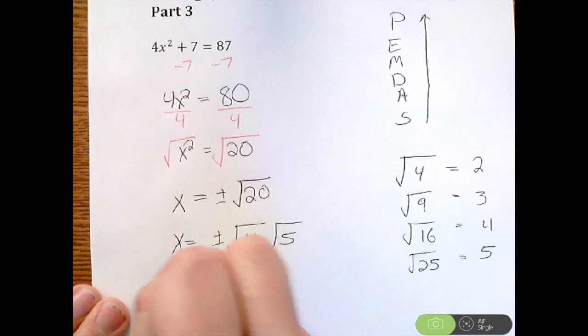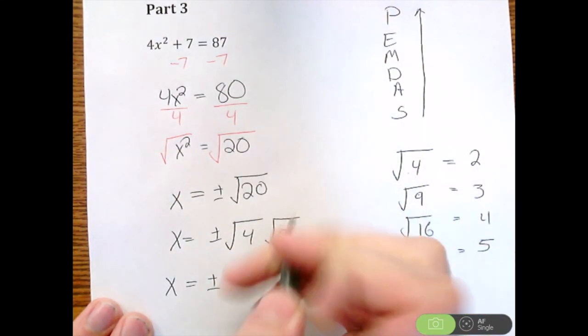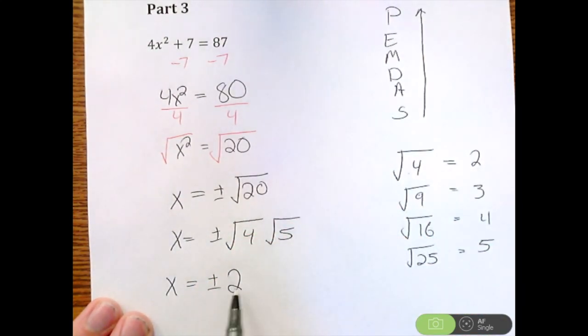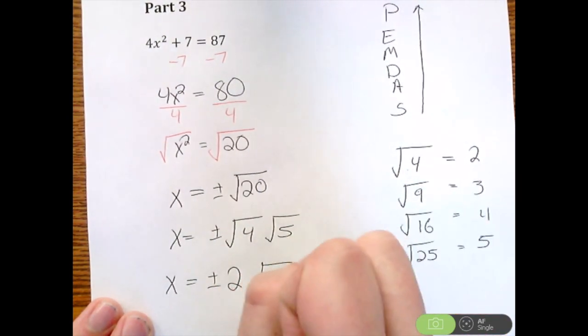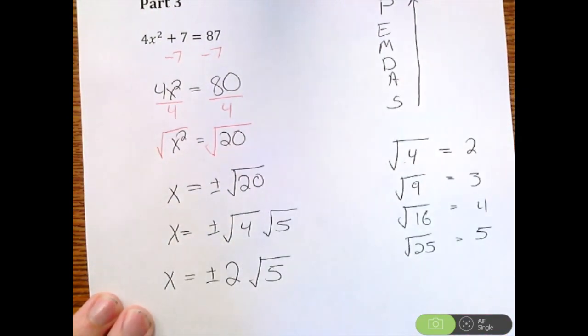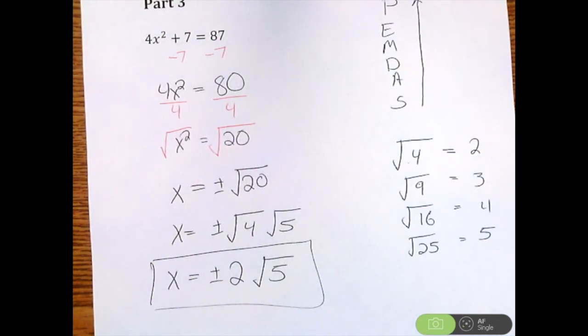Now why this is useful to us is, still with that plus or minus there, the square root of 4 is something we can do. The square root of 4 is 2, so I get plus or minus 2. The square root of 5 we do not know, so we're going to leave it as the square root of 5. So my simplified answer there is x equals plus or minus 2 square root of 5. And that was the final video on solving quadratics using square roots.